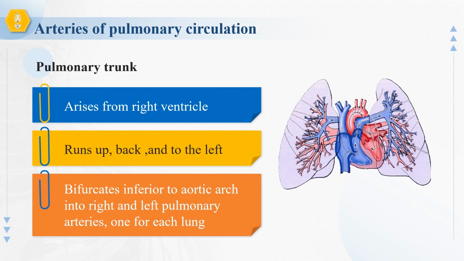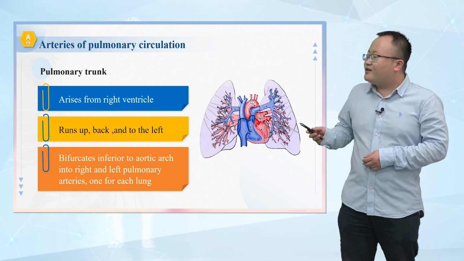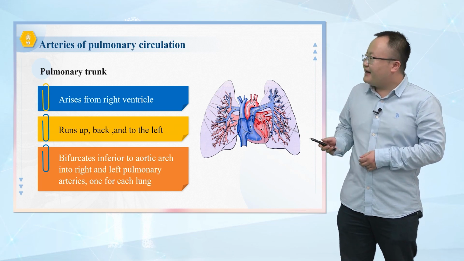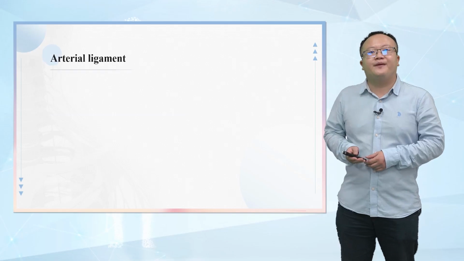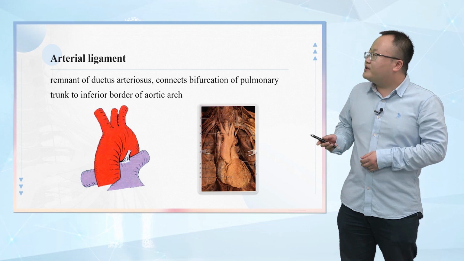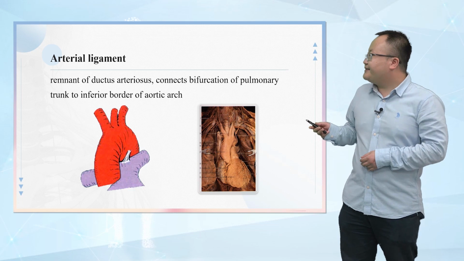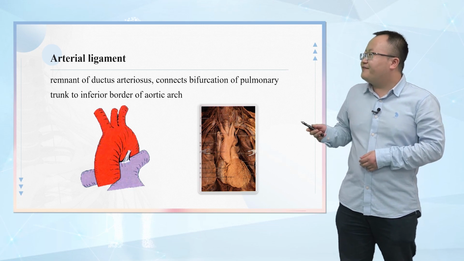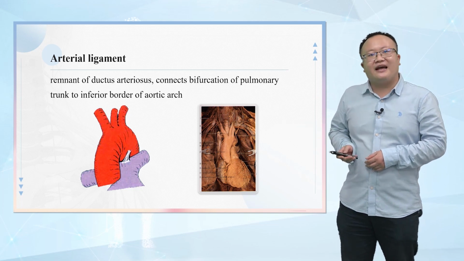The pulmonary trunk is the main artery of the pulmonary circulation that rises from the right ventricle and runs up, back, and to the left. It bifurcates inferior to the aortic arch into the right and left pulmonary arteries, one for each lung. The arterial ligament is a remnant of the ductus arteriosus, connecting the bifurcation of the pulmonary trunk to the inferior border of the aortic arch. This demonstrates the arterial ligament.